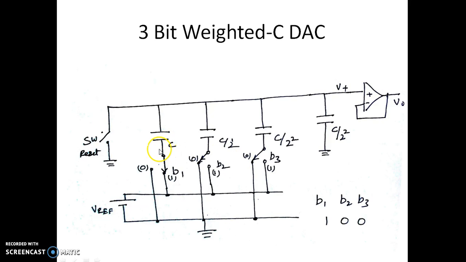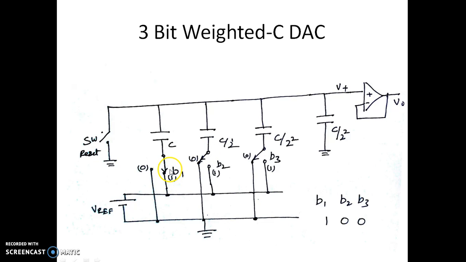Assume that we want to estimate the value of V0 for B1, B2, B3 as 100. As you can see, it is 100, so only this one is connected to 1 and all the others are 0. You can see this position of the switch is 1. This is 0 because it is grounded. It is 1 because it is connected to V reference.